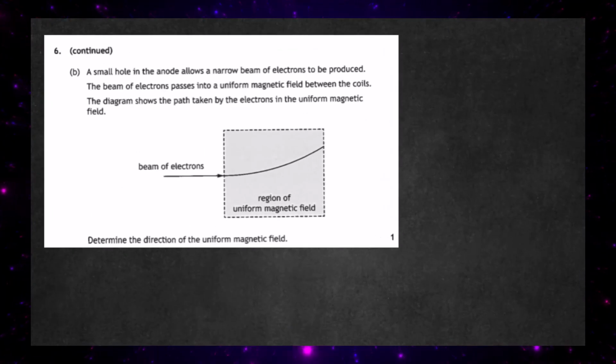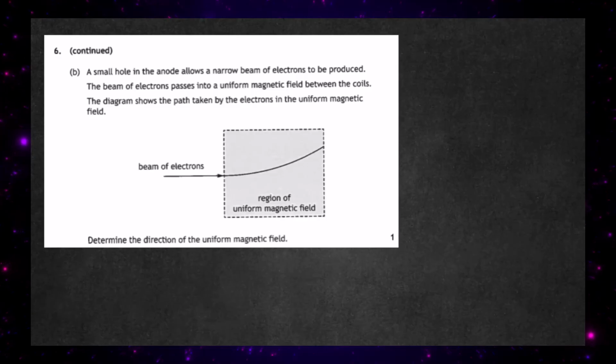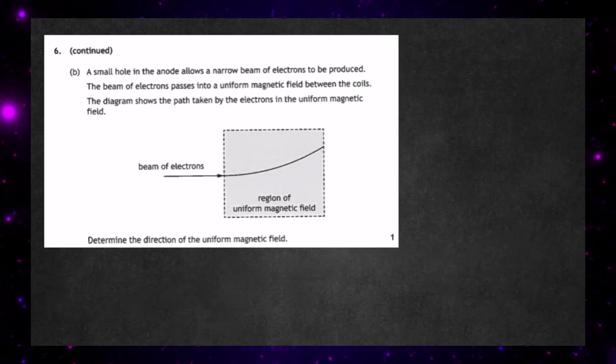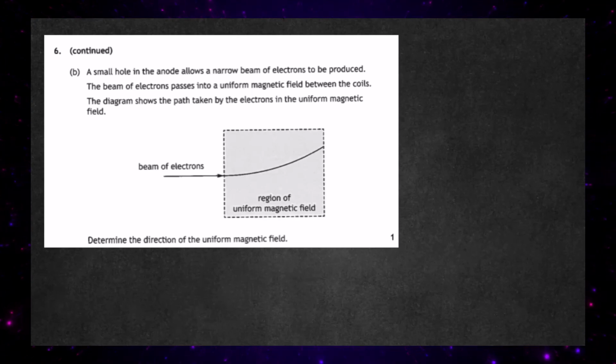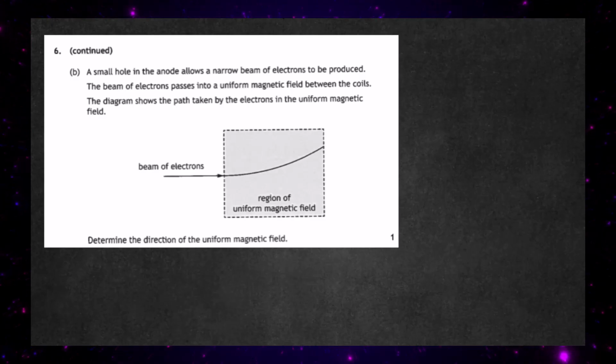Question 6, continued, part b. A small hole in the anode allows a narrow beam of electrons to be produced. The beam of electrons passes into a uniform magnetic field between the coils. The diagram shows the path taken by the electrons in the uniform magnetic field, and for just one mark we have to determine the magnetic field direction. Is it into the page or out of the page?